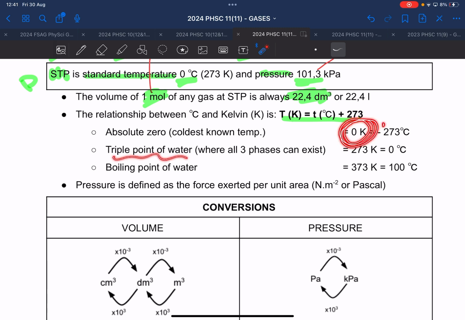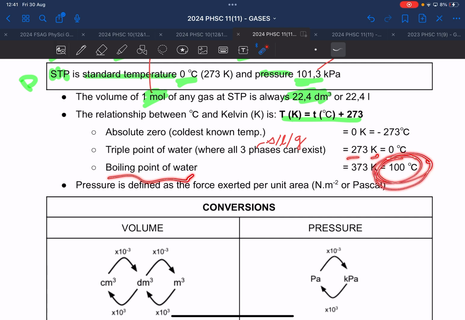Then the triple point of water is a temperature where all 3 phases exist. So where you get solids and liquids and gases. So that magical temperature where you can exhale and there's water particles and you can drink water and you have ice and all 3 will be in equilibrium with one another. That is 0 degrees Celsius or 273 Kelvin, and then the boiling point of water we all know is 100 degrees Celsius.